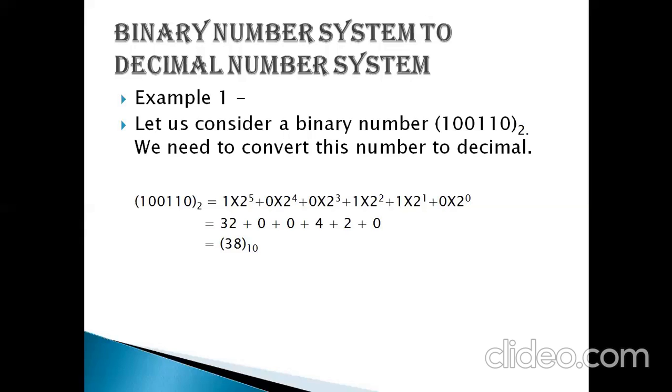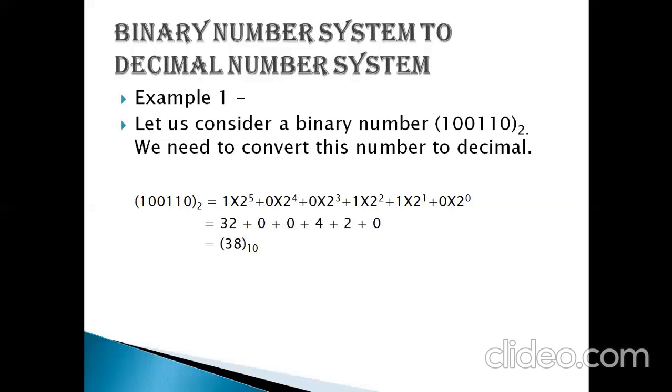Then we have to move towards 0 and we have to multiply it with 2 to the power 4. Again, since 2 is the base and 4 is the position. Then we have to move again further and we have to multiply 0 with 2 to the power 3. Then 1 with 2 to the power 2, then 1 with 2 to the power 1 and finally 0 with 2 to the power 0. And finally we need to add all these products, that is the product of 1 and 2 to the power 5, 0 and 2 to the power 4 and so on.